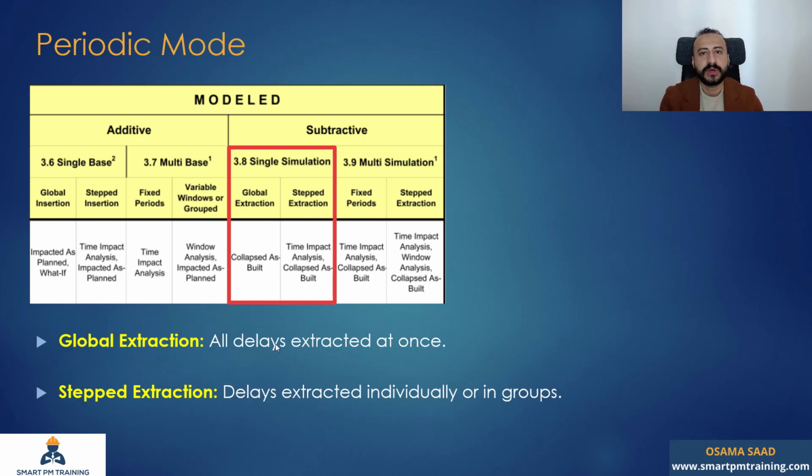So maybe I do not want to delete all employer delays at once. Maybe I want to delete concrete delays only, or I want to delete a specific event and see the outcome. So that's a stepped extraction.